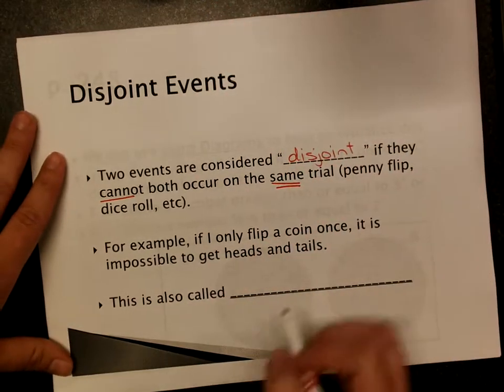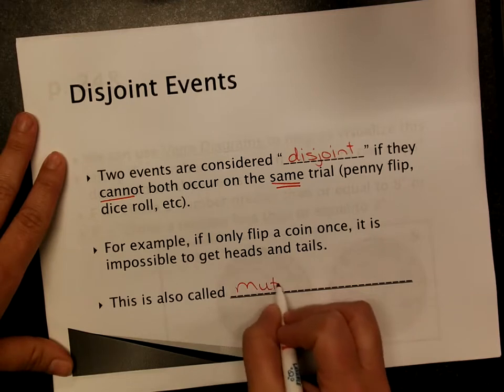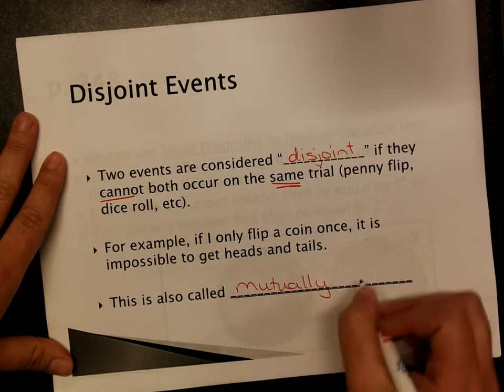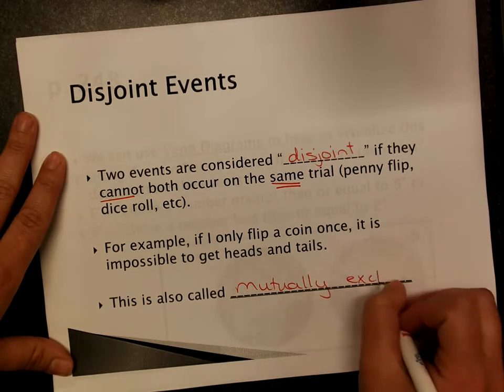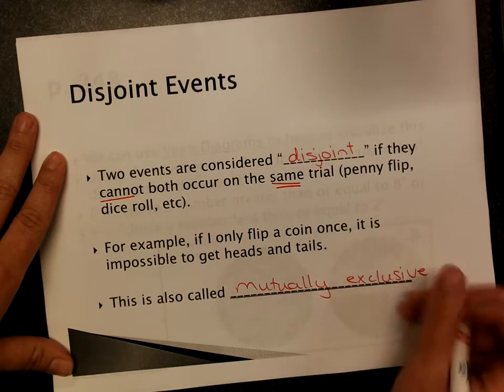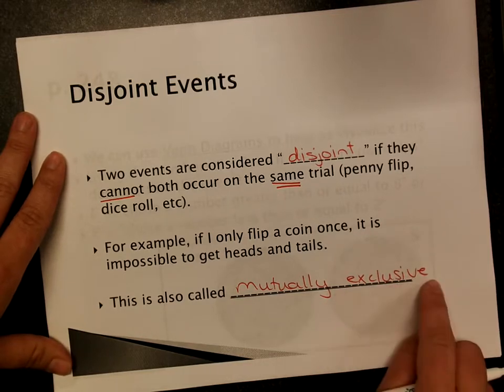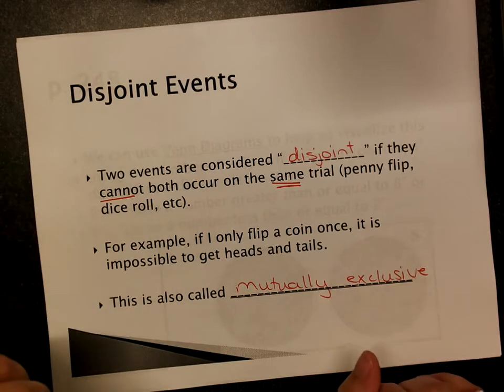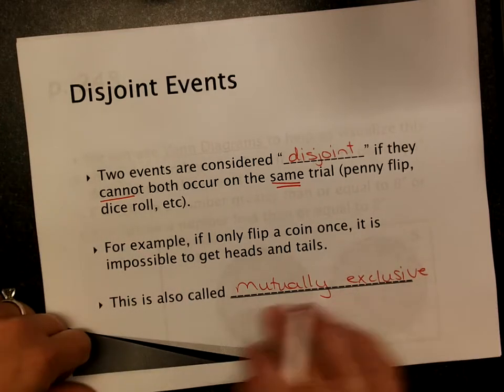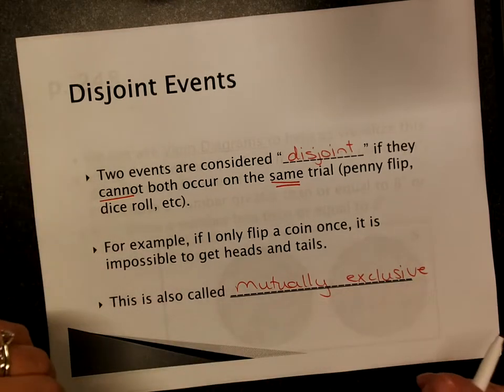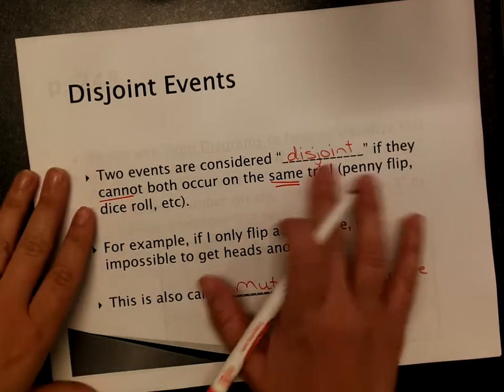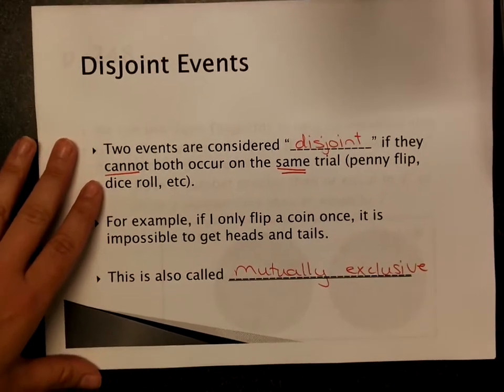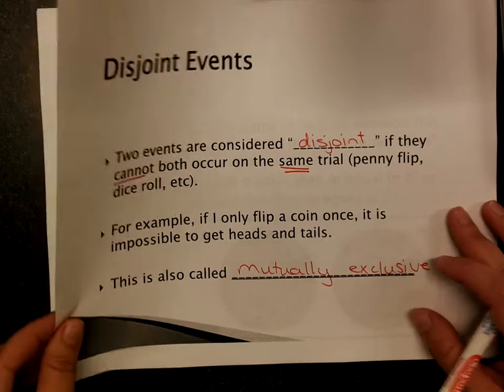So this is also called, you'll also see the words, mutually exclusive. If you're exclusive, then you're excluding. So that's how I remember disjoint, excluding. So if you're mutually exclusive, that means you have nothing to do with the other. That's another way to remember disjoint. So you'll see the words mutually exclusive sometimes as well.